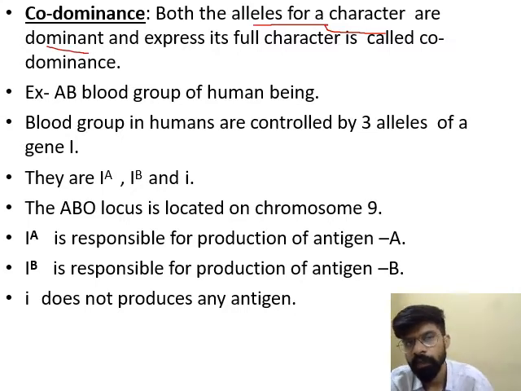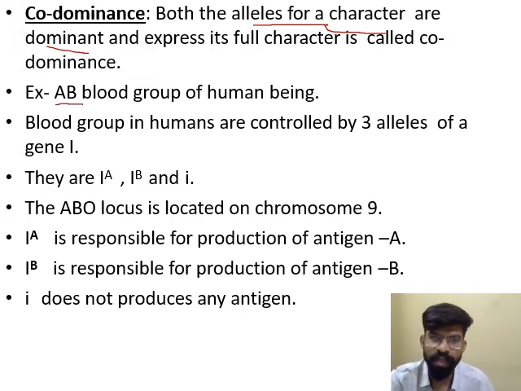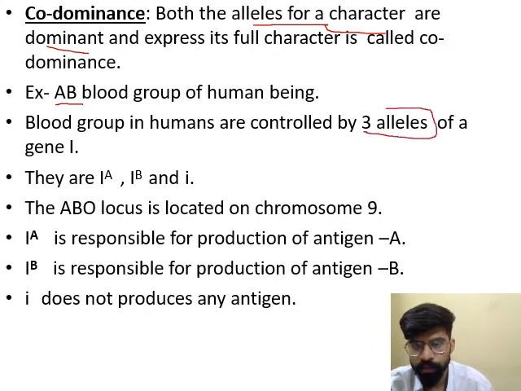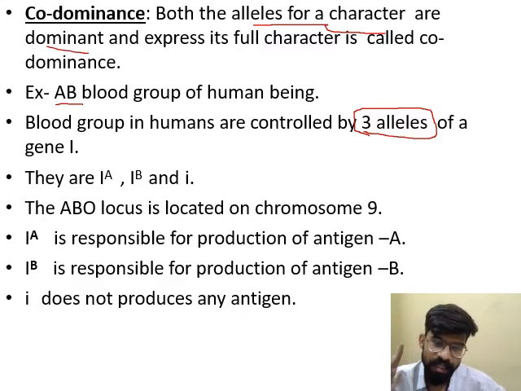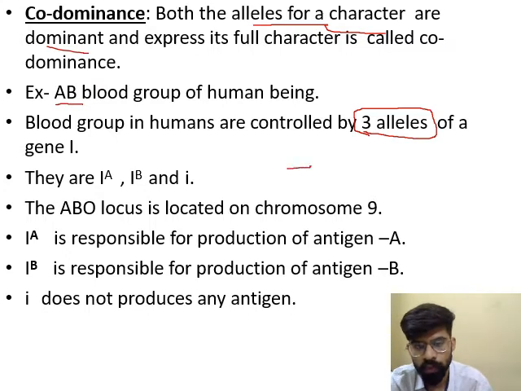Example, in AB blood group, capital A is dominant, capital B is also dominant, so A and B will combine to form AB blood group. Blood groups in humans are controlled mainly by three alleles, that is I^A, I^B, and simple I, sometimes written as I^O. I am again repeating, blood group is controlled by three alleles: I^A, I^B, I^O.